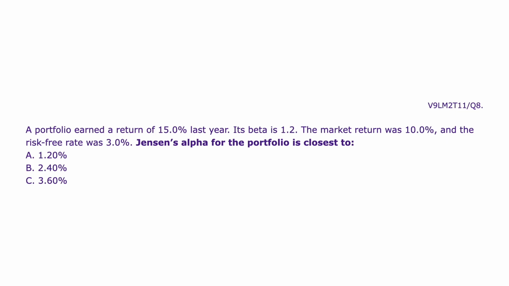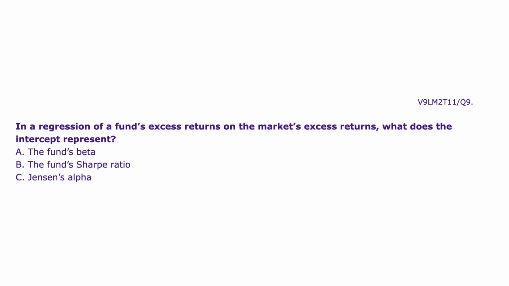A portfolio earned a return of 15.0% last year. Its beta is 1.2. The market return was 10.0%, and the risk-free rate was 3.0%. Jensen's alpha for the portfolio is closest to A. 1.20%, B. 2.40%, C. 3.60%. In a regression of a fund's excess returns on the market's excess returns, what does the intercept represent? A. The fund's beta. B. The fund's Sharpe ratio. C. Jensen's alpha.